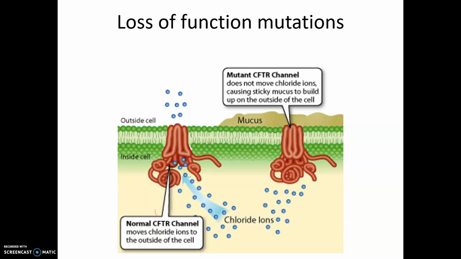We have loss of function mutations. These tend to mess up whatever the function is. Here we're looking at cystic fibrosis. This is a channel protein. Its job is to allow chloride ions to go from one side to the other. Well, if you mutate it and it has a loss of function, it can't do its job. It no longer functions as this channel protein, and our ions can't cross. These tend to be recessive.